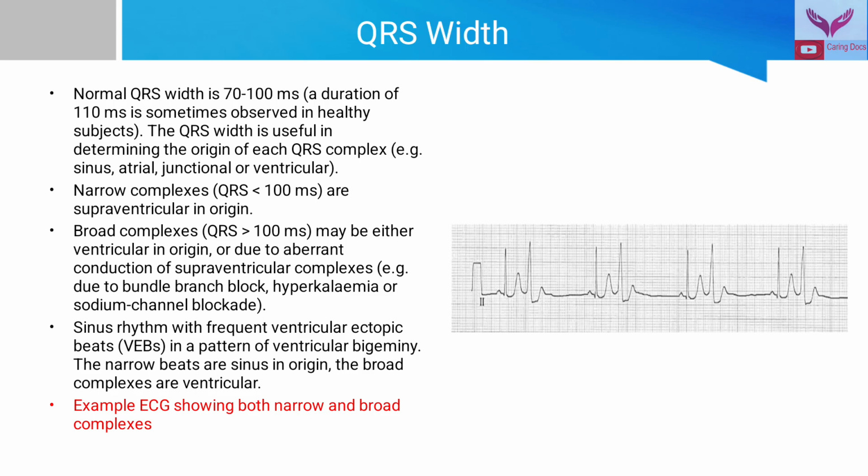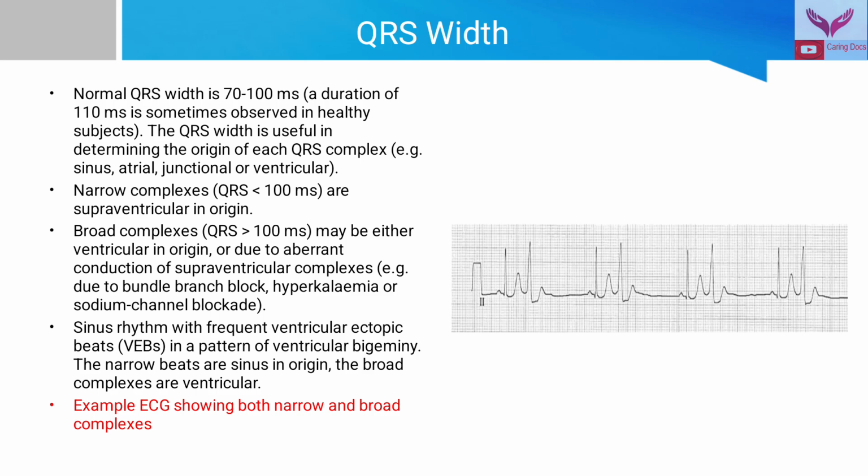Narrow complexes, when the QRS complex width is less than 100 milliseconds, are usually supraventricular in origin. Broad QRS complexes, when the QRS width is more than 100 milliseconds, may be either ventricular in origin or due to aberrant conduction of the supraventricular complexes, for example due to bundle branch block, hyperkalaemia or sodium channel blockade.